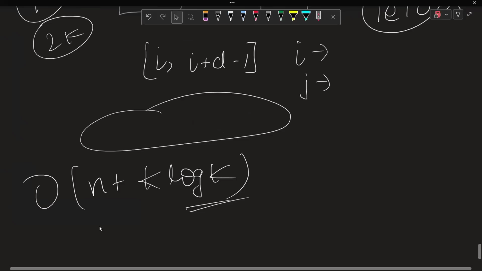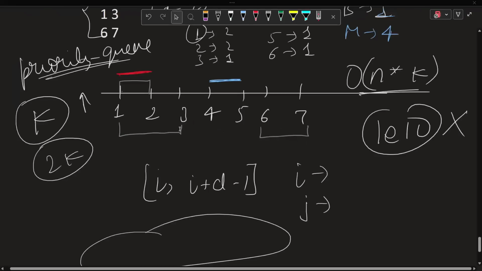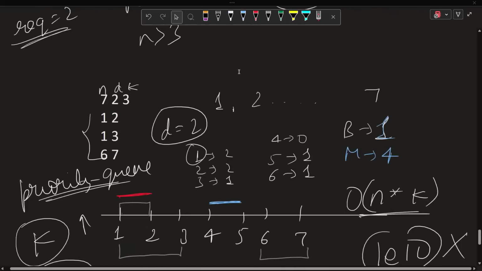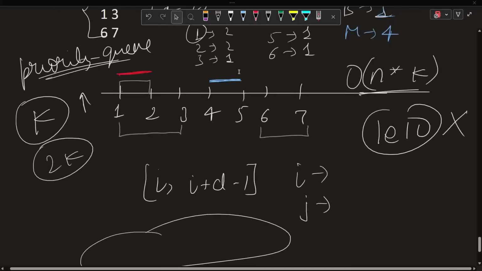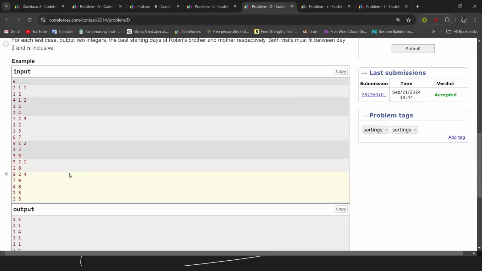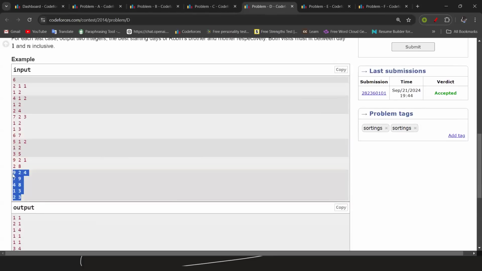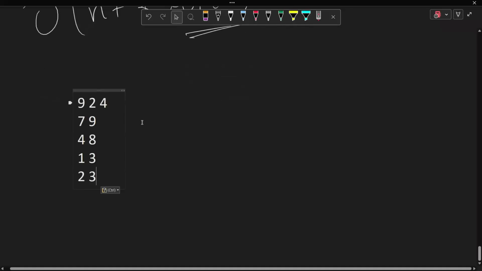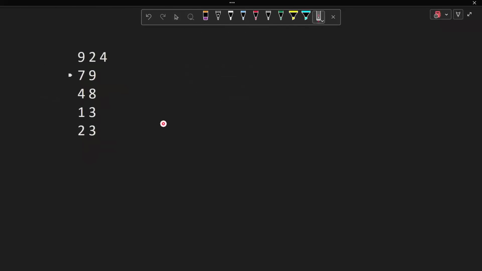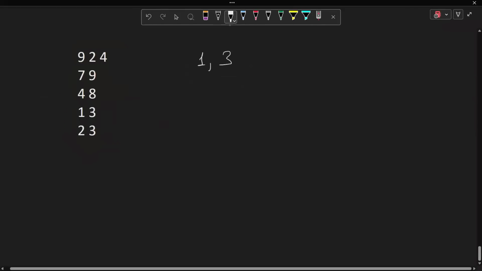So if you got the intuition, let's do a dry run to understand what I'm trying to do here, how I'm using a priority queue. If you didn't get it, let's take this last test case. What I'm doing first is sorting these ranges on the basis of starting point. So after sorting, it would be 1, 3, then 2, 3, then 4, 8, then 7, 9. So this would be my sorted order.